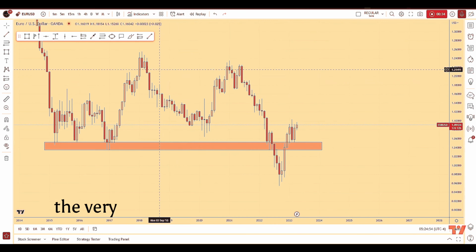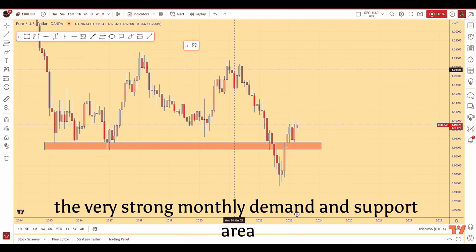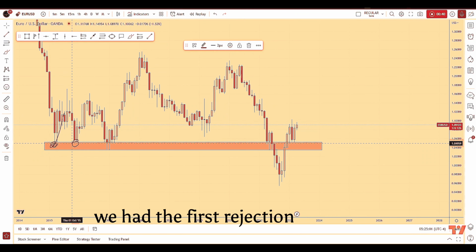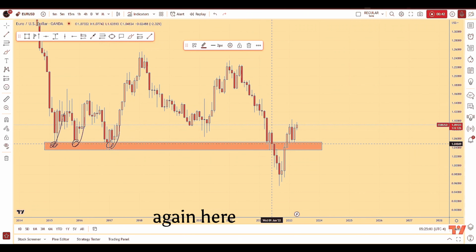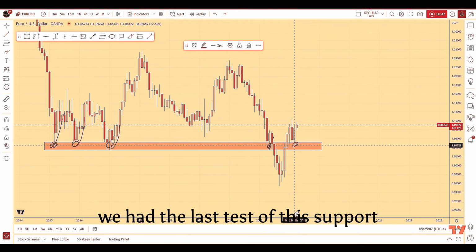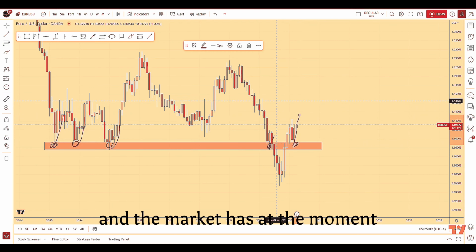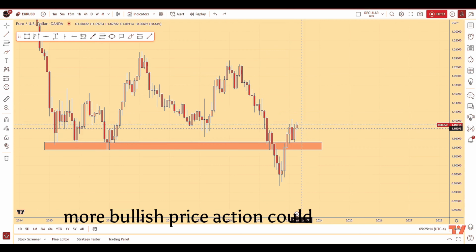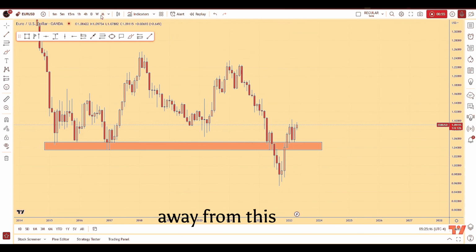Starting from the monthly time frame, what we can see is that we have a market which has just tested a very strong monthly demand and support area and rejected it to the upside multiple times. Starting from here, we had the first rejection, again here, again here, again here, and just last month, we had the last test of this support, and the market has at the moment already started rejecting the level to the upside. So more bullish price action could be expected away from this zone.